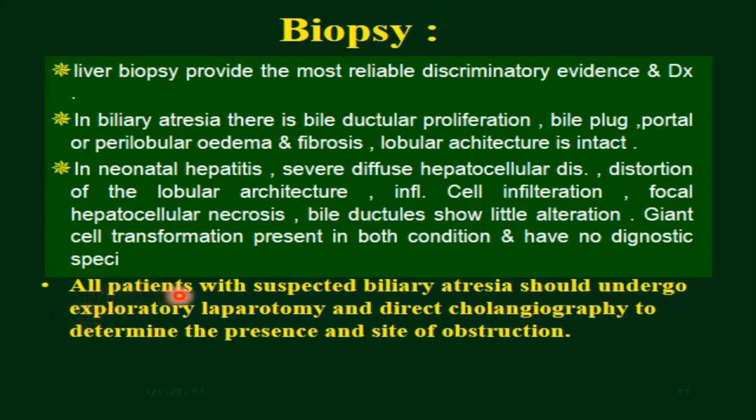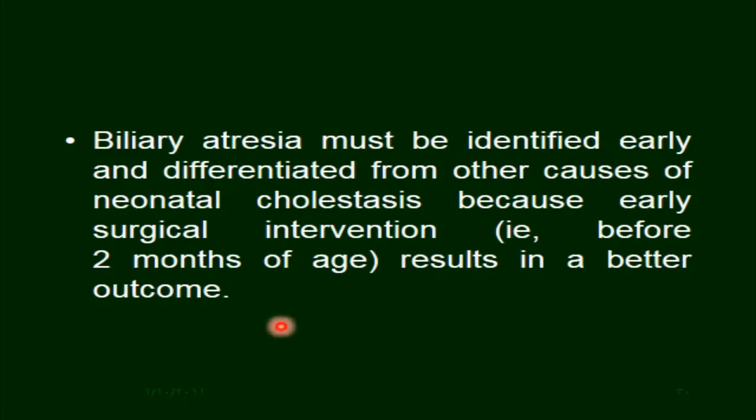All patients with suspected biliary atresia where the diagnosis was not made should undergo exploratory laparotomy and direct cholangiography to determine the presence and site of atresia. Biliary atresia, this is a very important note. Biliary atresia must be identified early and differentiated from other causes of neonatal cholestasis because early surgical intervention before 2 months of age results in better prognosis and better outcome.